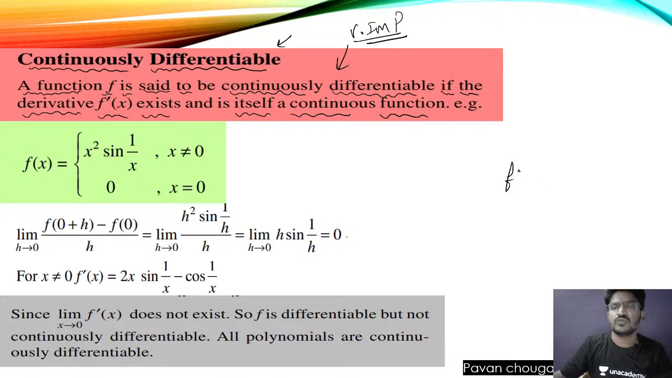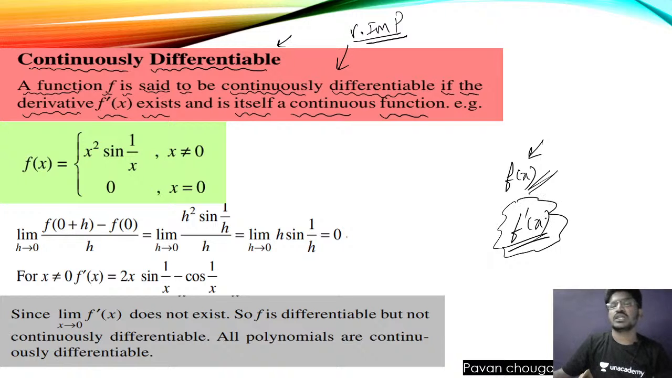Suppose if I give you one f of x, if the f dash of x exists, and itself is continuous. Clear? So if the f dash of x exists and it is continuous, then we say that it is continuously differentiable. Are you getting my point? F dash of x has to exist, and this has to be continuous.